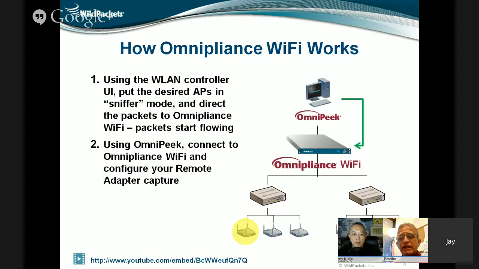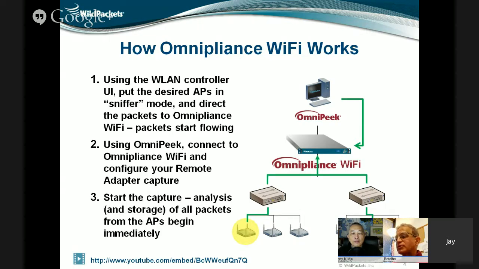So instead of using it as the direct device that's being used to capture the packets, we're going to use it as a console to connect to the appliance that's going to capture the packets from the access points. And then once we configure our capture, the data is just going to begin flowing from one or more of the access points. It doesn't matter how many. This is going to flow up into the appliance. The appliance is going to analyze all of that data, and then we're going to see the results of that analysis in OmniPeak. So it again solves those two problems.